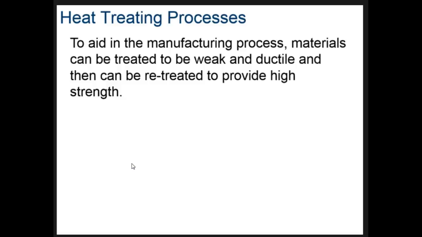Sometimes the reason we do the heat treating is, for instance, we might want to, partway through the process, make the material weaker but very ductile so that we can pull it or we can extrude it. And then once we've got it in the shape we want, then we reheat treat it to make it high strength again.